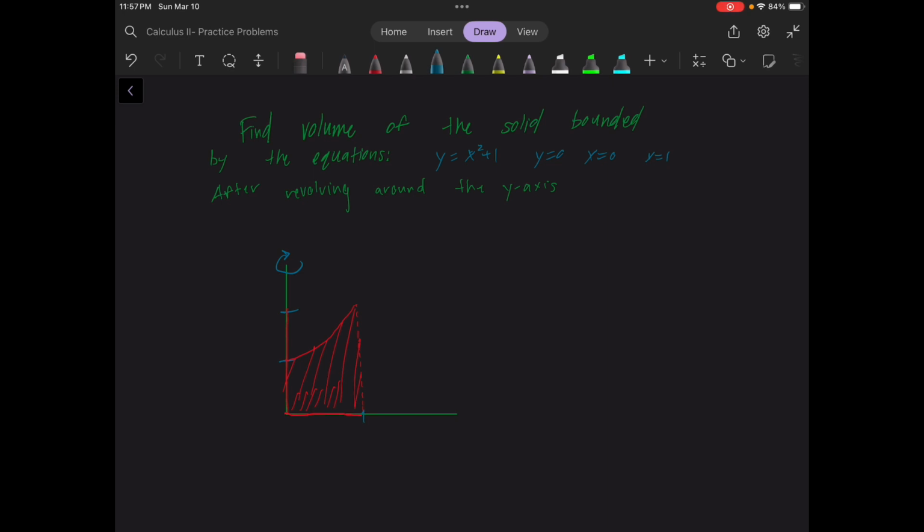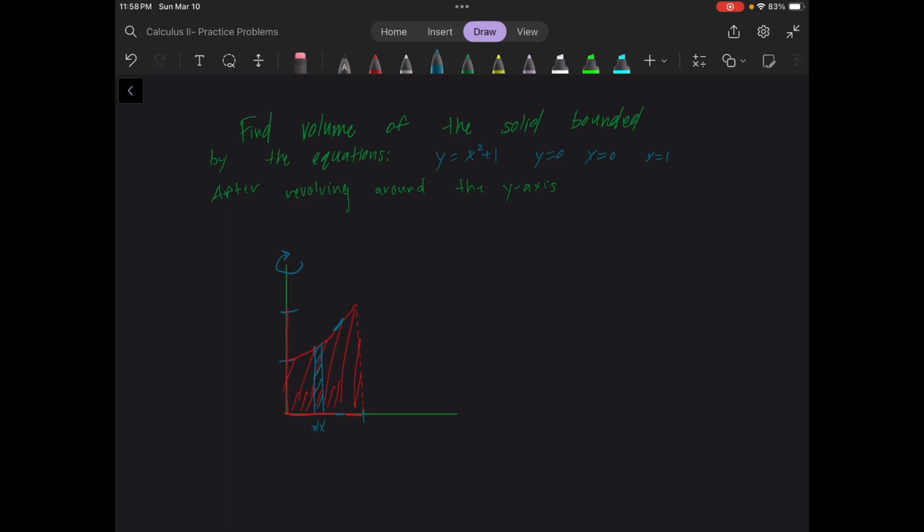Here's why I want to do shell. Because one, we can do it with one integral, because every slice in this interval will just be coming from x squared plus 1 to 0. And they already gave us the radius, or the height or radius function, as a function of x. So it's already set up for us to use a dx, is my point.